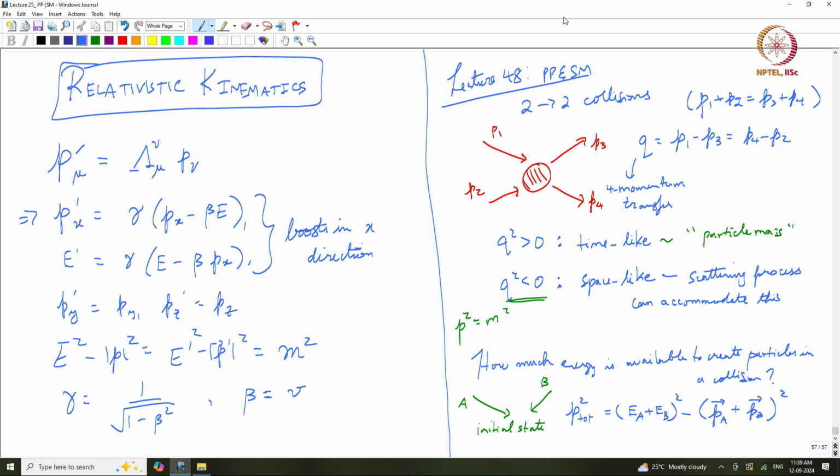So what is this? If I expand, I get EA squared minus PA squared, that is MA squared, and then EB squared minus PB squared, that is MB squared. Then I have all these other cross terms, so I have 2 EA EB minus PA dot PB. Good. Let us give this equation a name, because we are going to keep using this in this lecture. I am going to call this equation star, equation asterisk if you want.